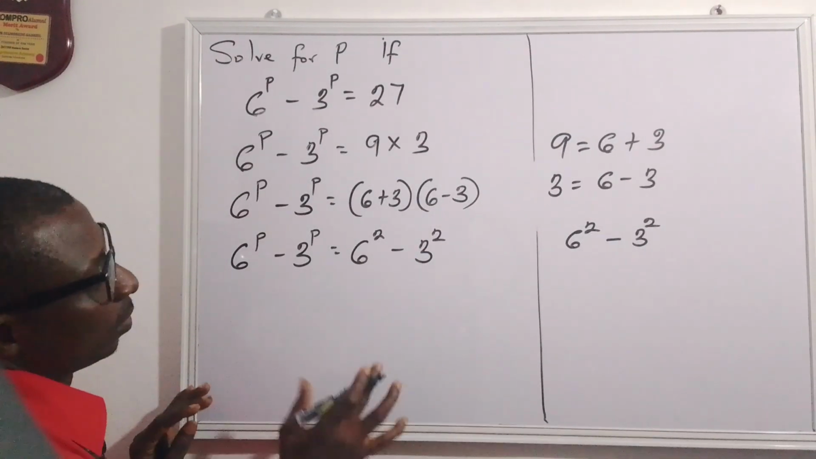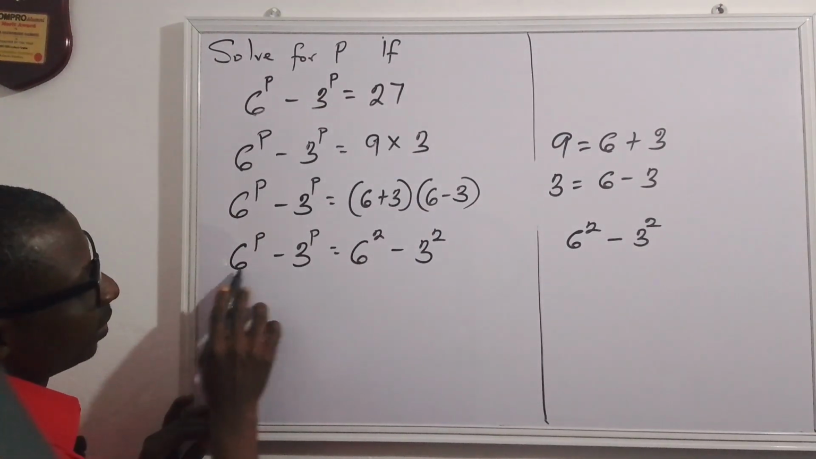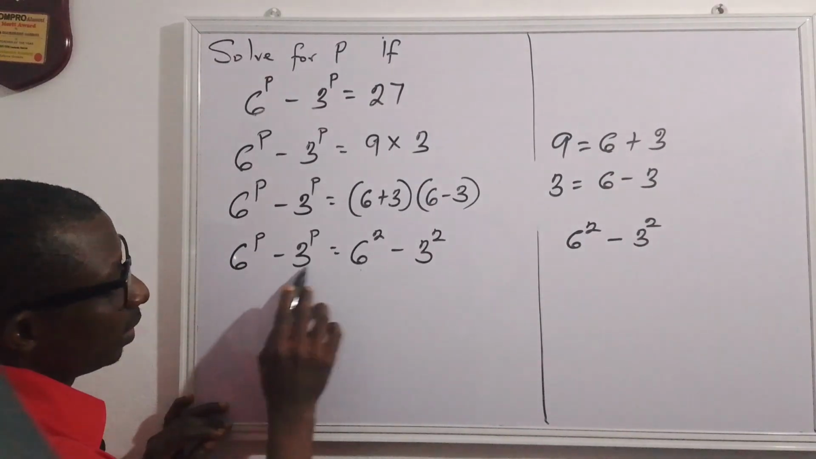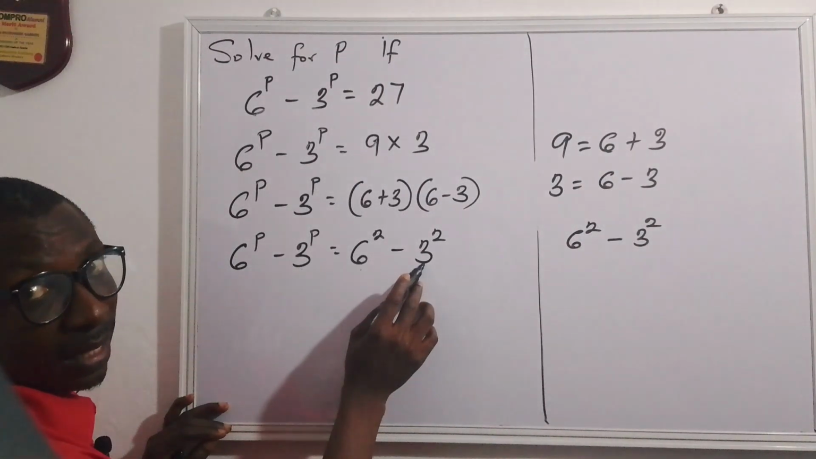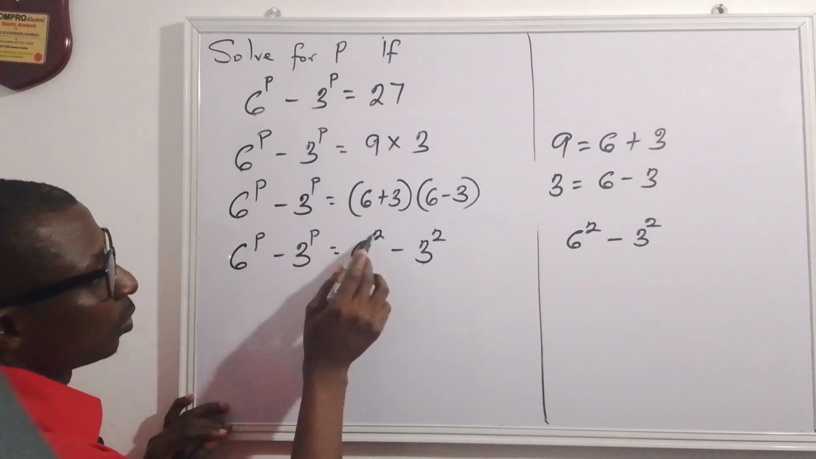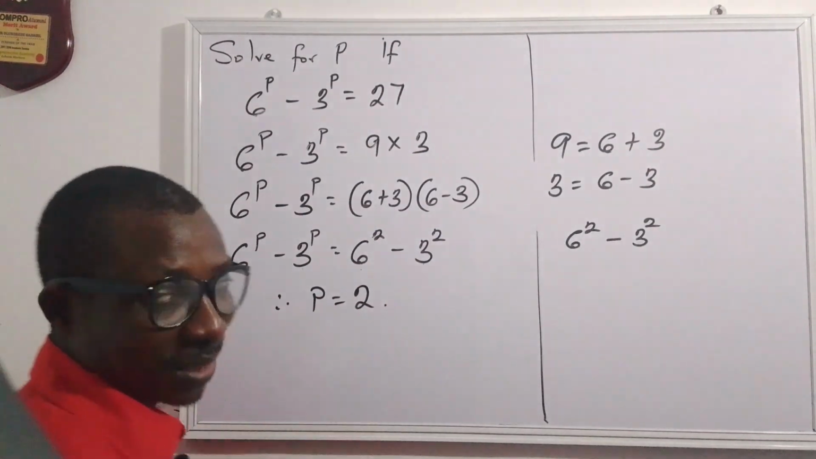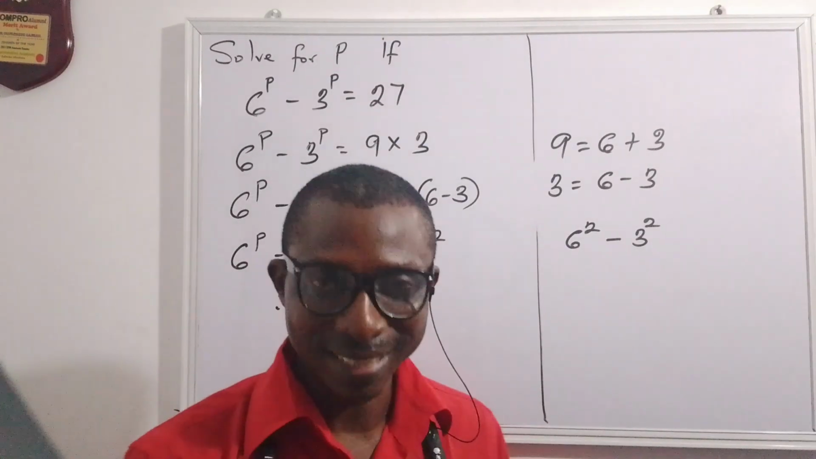Now as you can see, the base here is the same as what we have here. This 6, this 6, this is 3, and this is 3. That implies that p equals 2. So therefore p equals 2, and that is the answer. Thanks for watching.